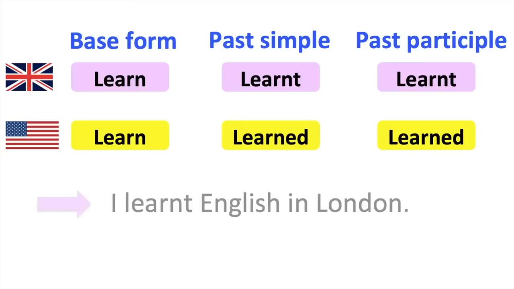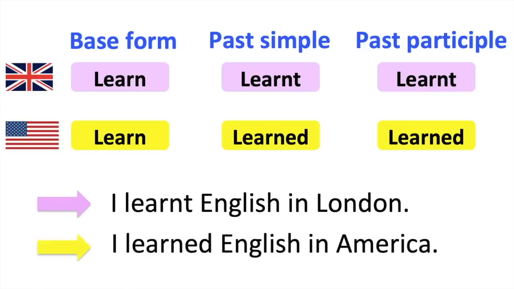For example, I learnt English in London. I learned English in America. In summary, both learnt and learned mean the same thing, and it just depends on whether you are using British English or American English. Lie, lay.